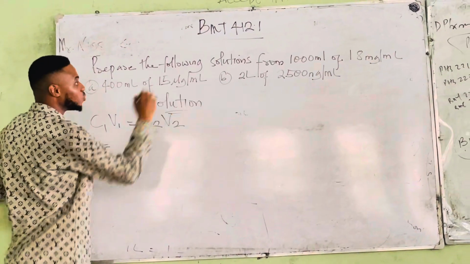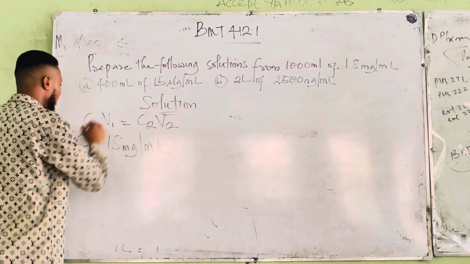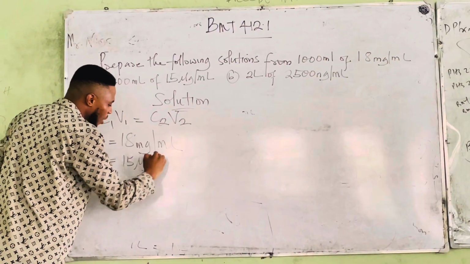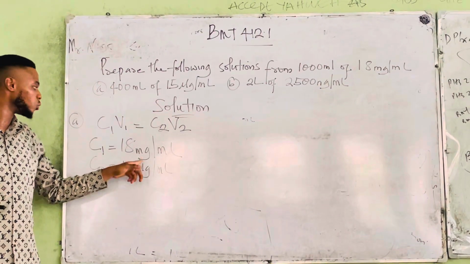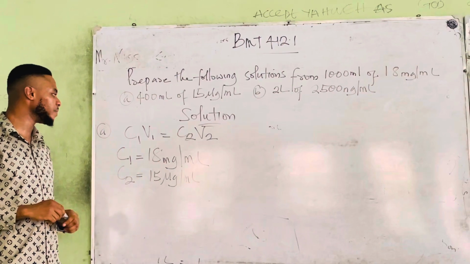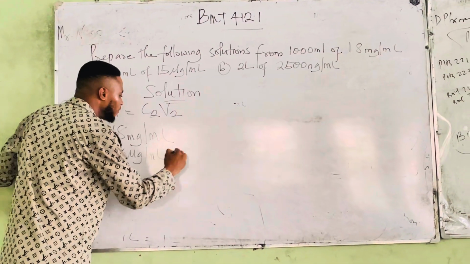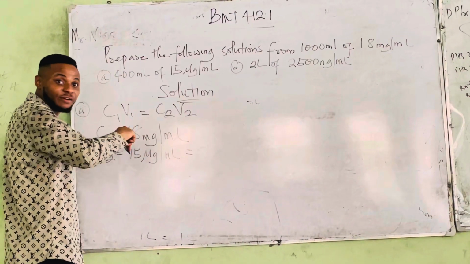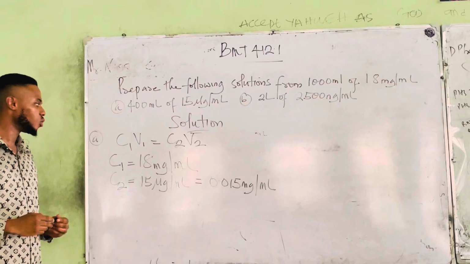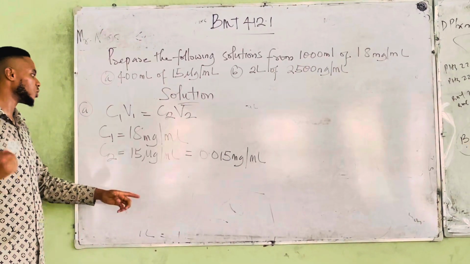So the first concentration that we had was 18 milligrams per ml. The second concentration that we have is what? We are solving for A. The second concentration is 15 micrograms per ml. Since the first concentration is in milligrams per ml, we have to convert this to milligrams per ml. To convert from microgram to milligram, we divide by 1000. So 15 micrograms per ml is 15 over 1000, which gives us 0.015 milligrams per ml. Am I correct? Good.